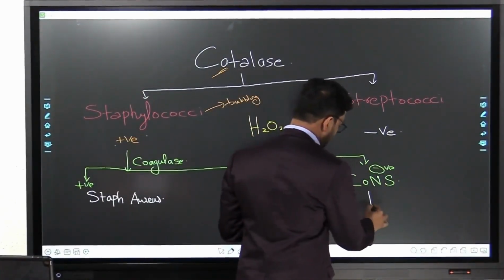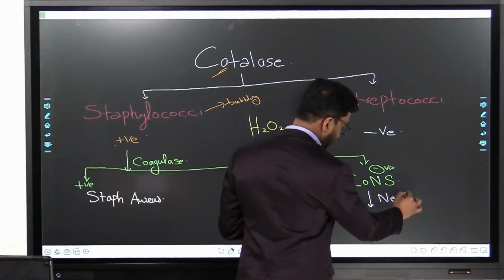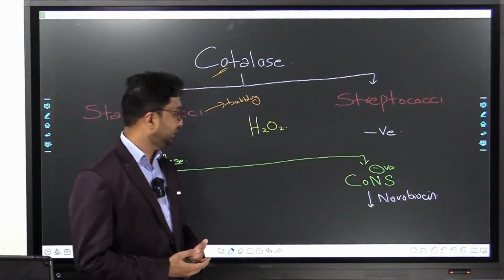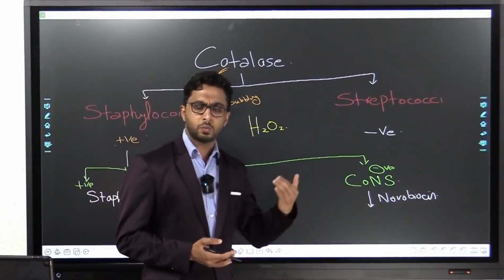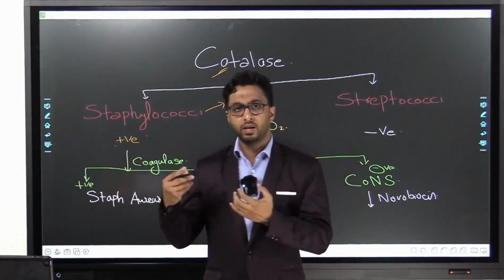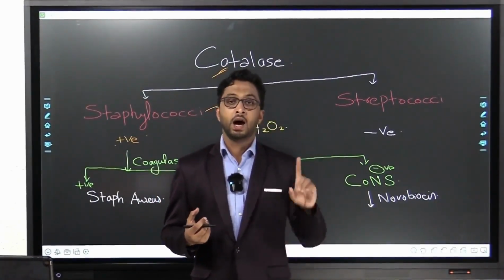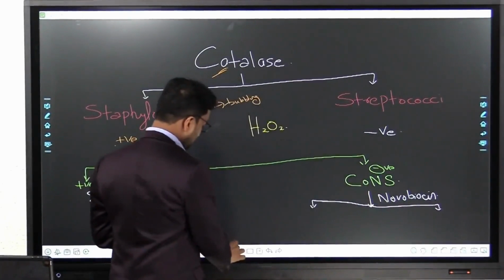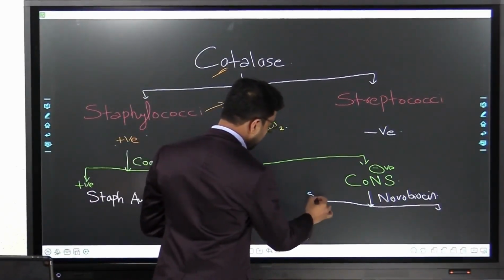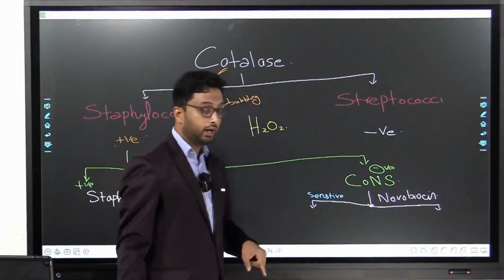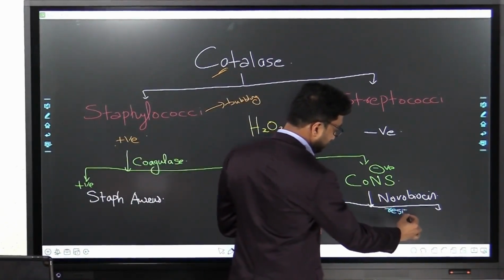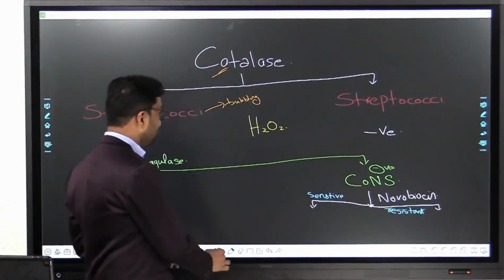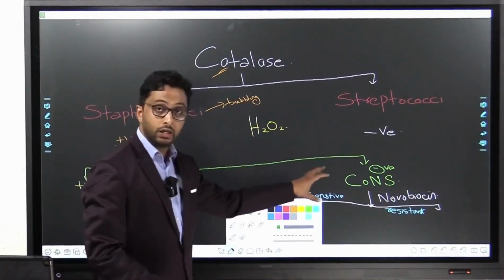What we're going to do is add an antibiotic known as novobiocin into this culture, and let us see what reaction takes place. Novobiocin is an antibiotic, so some bacteria will die, some will be alive. Those organisms which die are known as novobiocin sensitive organisms. On one side you have novobiocin sensitive organisms, and on the other side you have novobiocin resistant organisms. Which organisms come under each group? That's what we are going to see next.